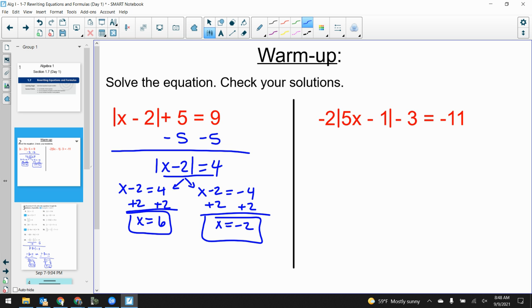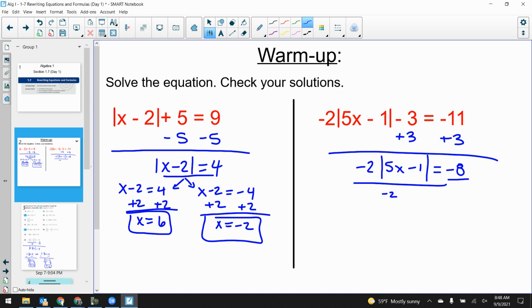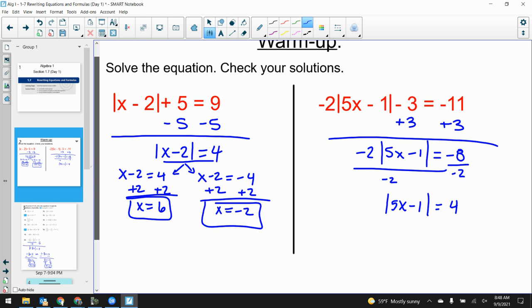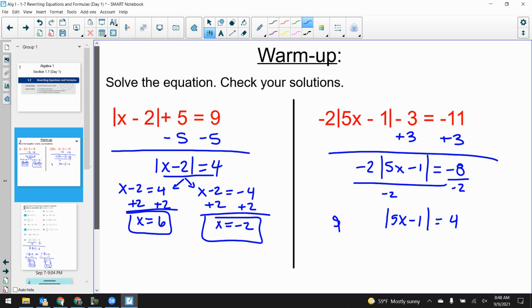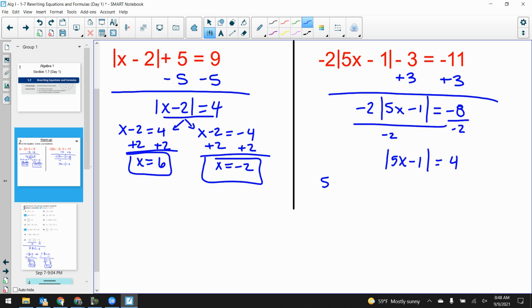Let's take a look at our next one. Add the 3 first. Negative 2 times absolute value 5x minus 1 is equal to negative 8. Now we divide by negative 2. Absolute value 5x minus 1 is equal to positive 4. Now we make our 2 solutions. Now we say, okay, we got 5x minus 1 is equal to positive 4, or 5x minus 1 is equal to negative 4.